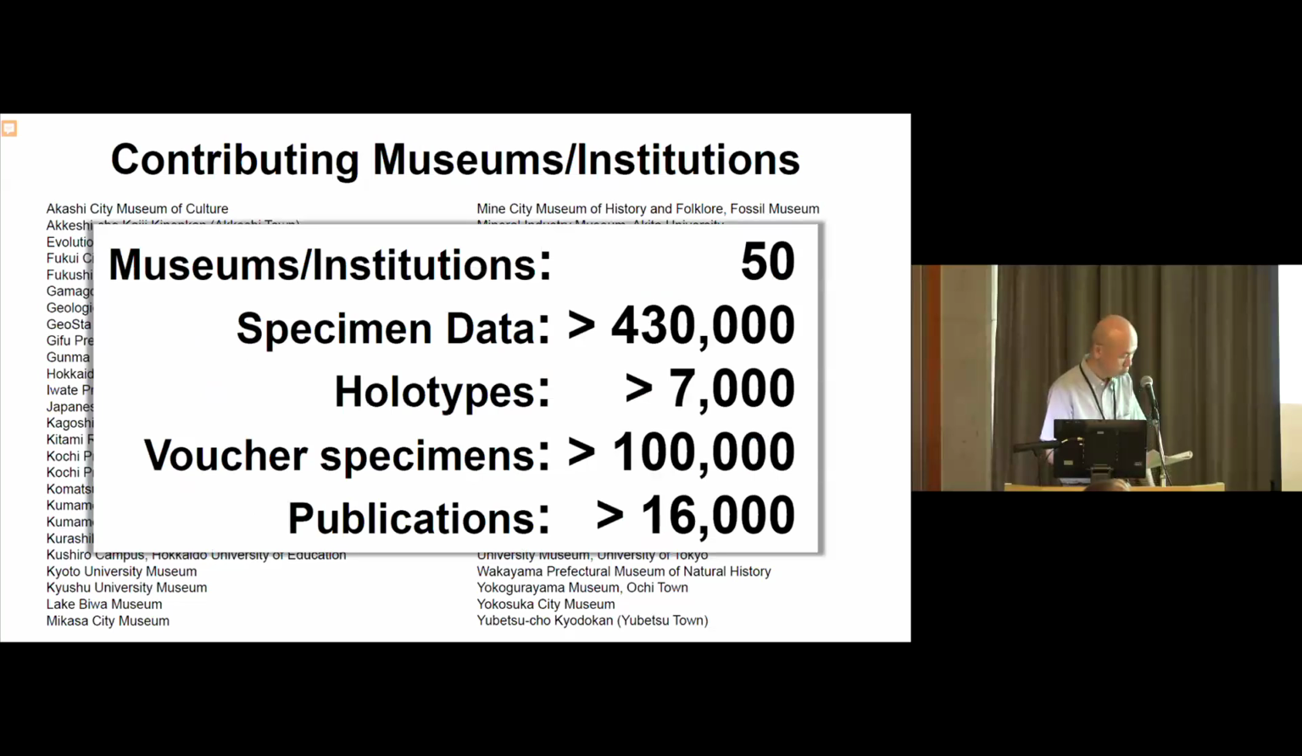The data is about 430,000 specimens, holotypes 7,000, vouchers more than 7,000, voucher specimens described in papers over 100,000. Paleontological publications in Japan, over 16,000.